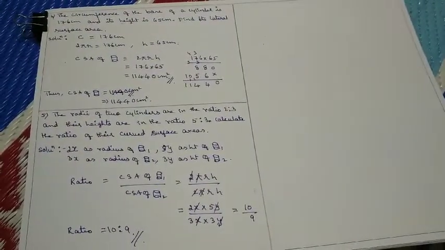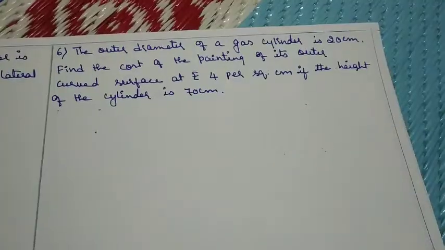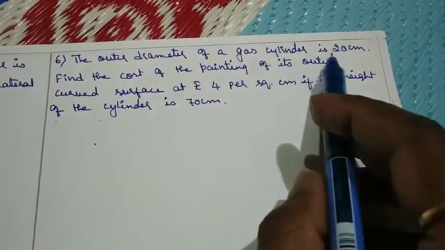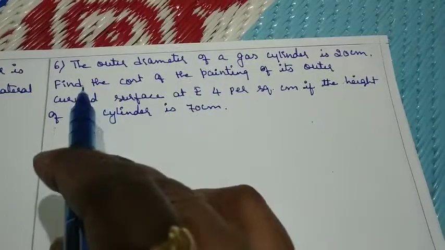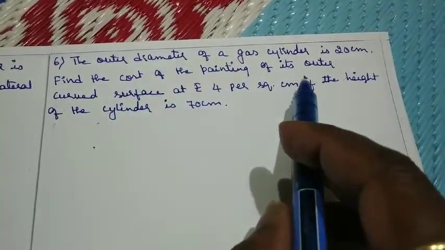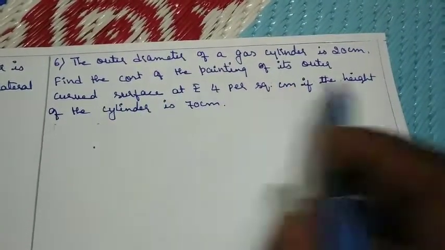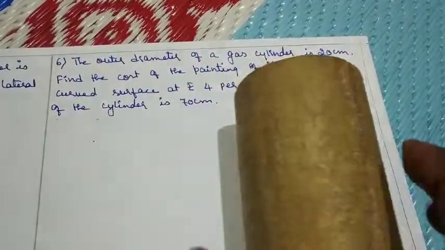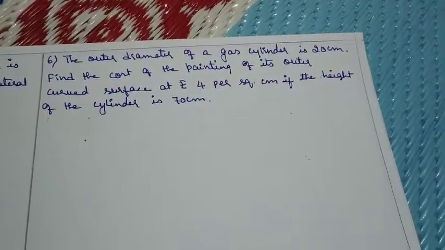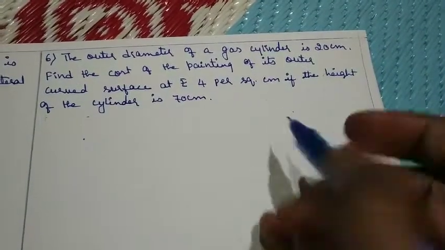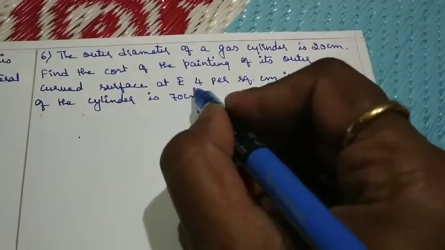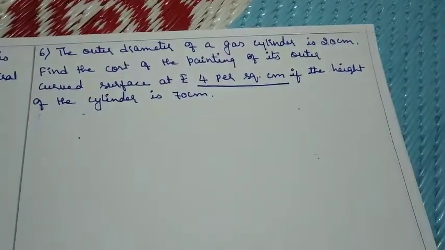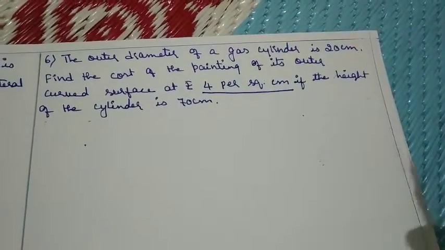So now let us move to the sixth question. The outer diameter of a gas cylinder is 20 centimeter. Find the cost of the painting of its outer curved surface area. Outer curved surface area in the sense only the CSA painting is asking, at rupees 4 per square centimeter, if the height of the cylinder is 70 centimeter.